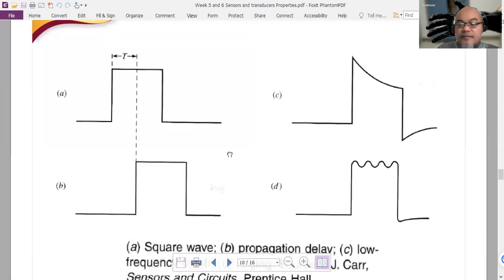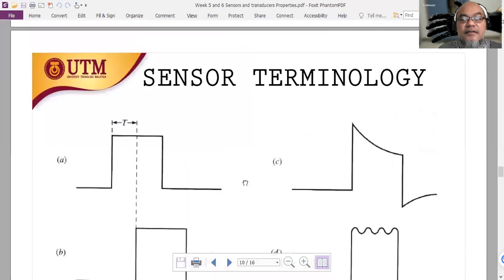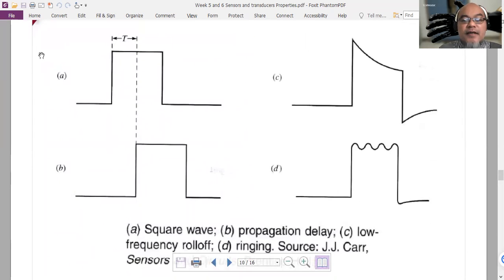Then we have a square wave response. For example, when we input a pulse signal, a pulse signal, as you know, is a combination of two step signals. One is the positive step signal from this time until infinity, and the other one is a negative step signal from this value until infinity. When you sum the two step signals, they will form a pulse signal like this.